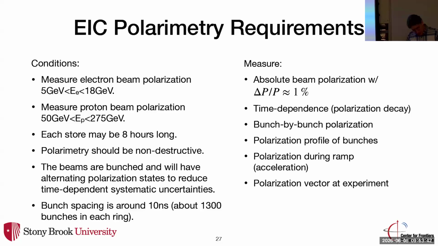We'd also like to know the profile of the polarization. These beams are not dots. They've got a transverse spread. And it might be that the core and the fringe are polarized differently. We certainly experience a different amount of depolarizing effects. So we'd like to track that so that when we talk about the average spin or the average polarization of a bunch, we're not just looking at one spot in it and assuming it's flat. And then we want to measure the polarization vector of the experiment.